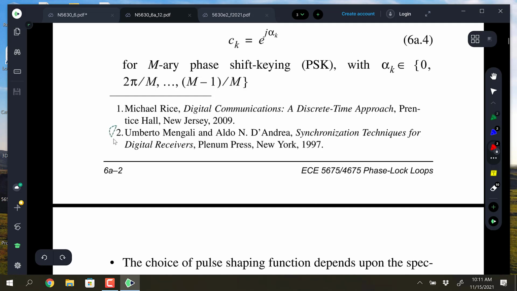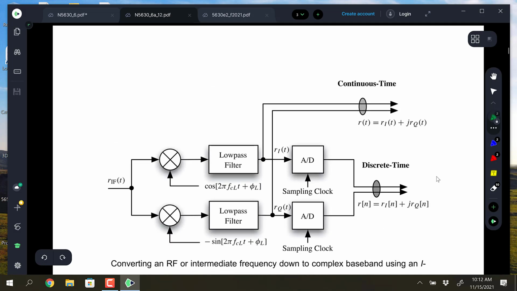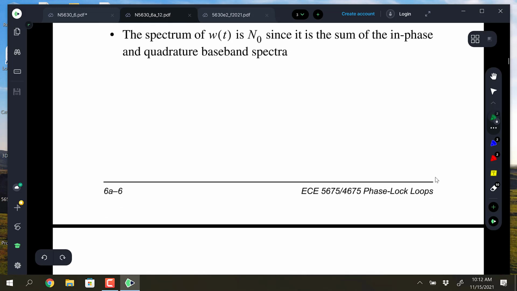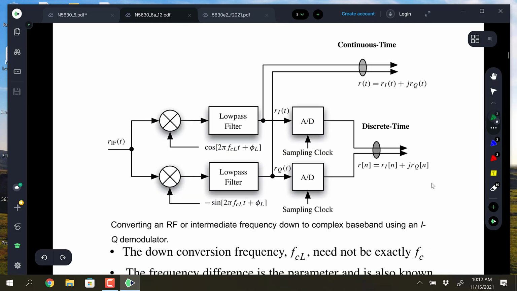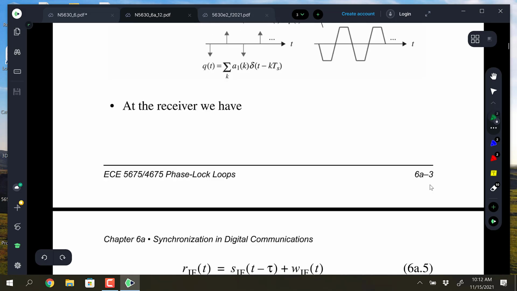This is book number 2. This is another book. It's in a bad mode, but at any rate, number 2 there, Umberto Mengali and Andrea D'Andrea, a couple of Italian guys. Their book was published in 1997. That other book is by this guy, Meyer. I used to use Meyer's phase-locked loops book, and then he wrote that other book. These are classics for me.